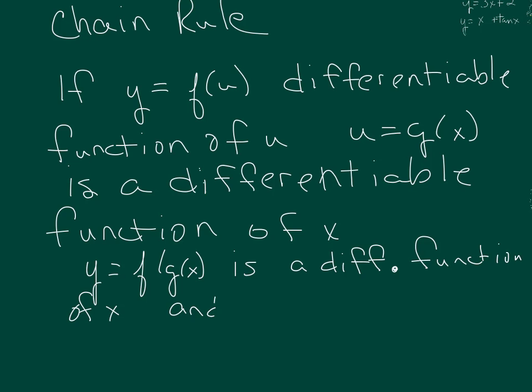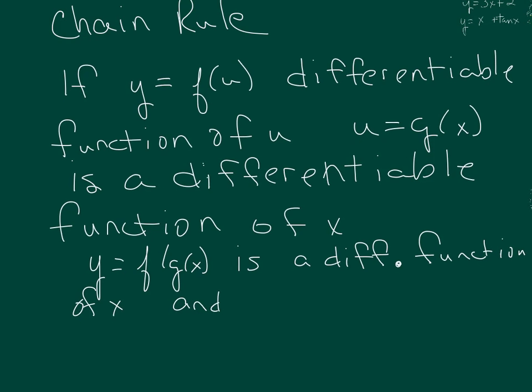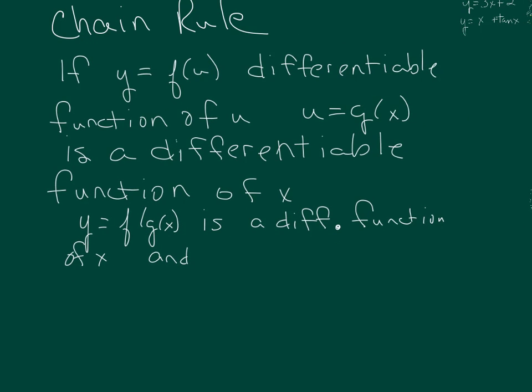And if we take the derivative of y with respect to x, that is going to be equal to the derivative of y with respect to u times the derivative of u with respect to x. That's one way that it's written, and that's why I wanted us to look at how we back out and find out what u is.